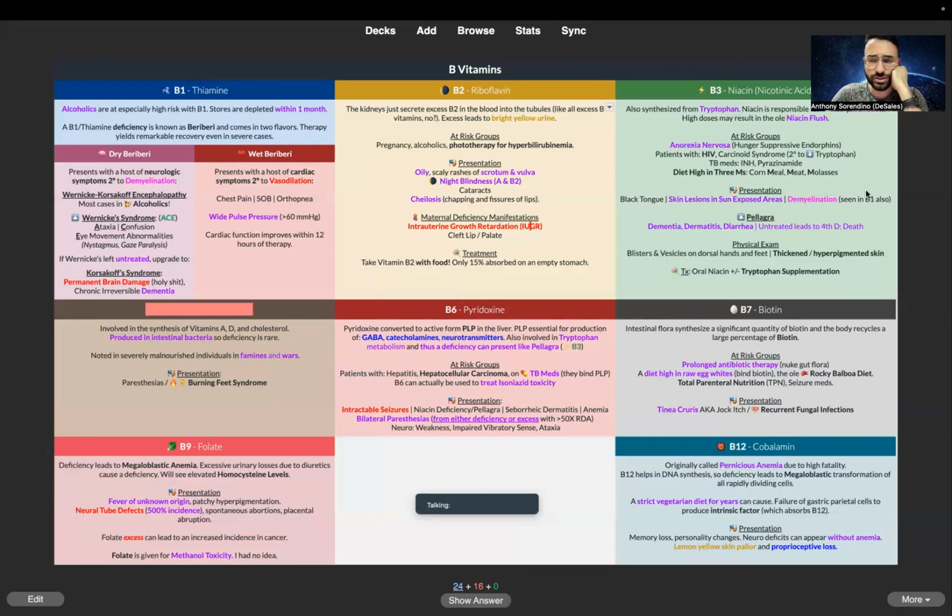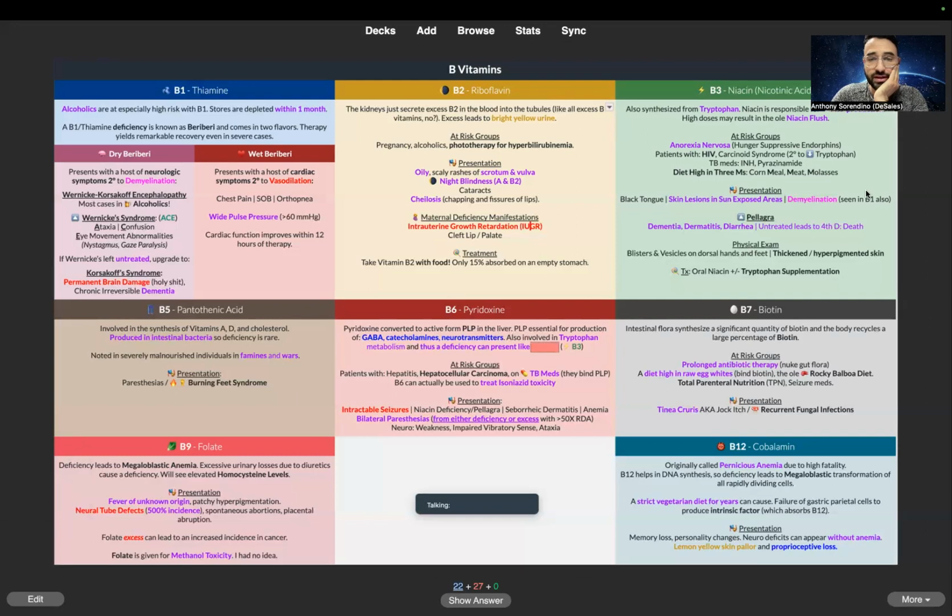1, 2, 3, skip 4. So this is B5, which is called pantothenic acid. Wet beriberi is going to be, I want to say vasodilation. Okay. Yeah. Interesting. So not vasoconstriction chest pain. It's vasodilation chest pain. That's pretty interesting, actually.